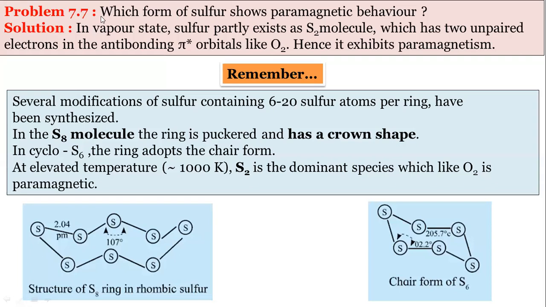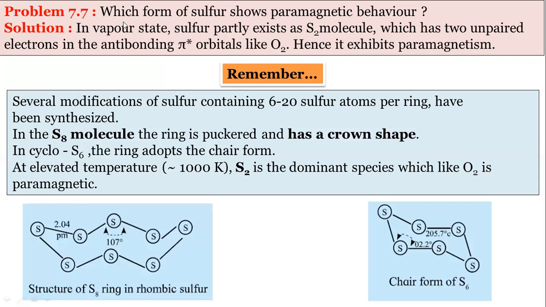I am going to read the question. Which form of sulfur shows paramagnetic behavior? Paramagnetic means unpaired electrons should be there. So in vapor state, sulfur partly exists as S2 molecule, which has two unpaired electrons in the antibonding molecular orbital, pi star. Like oxygen, S2 and O2 molecules behave the same. So as the O2 molecule is paramagnetic, this S2 molecule is also paramagnetic in nature.